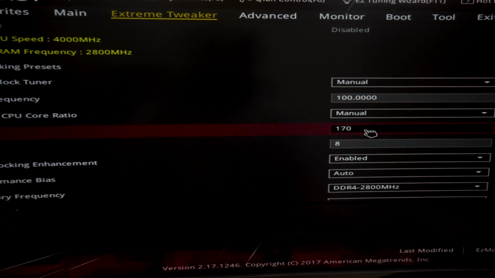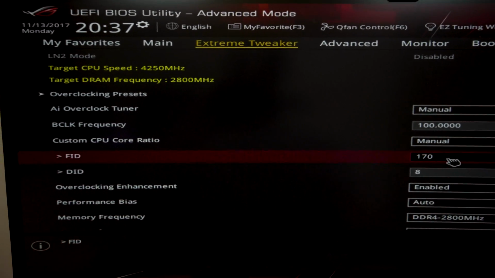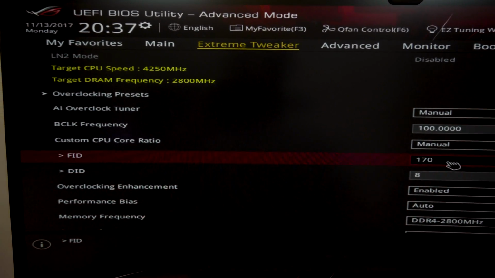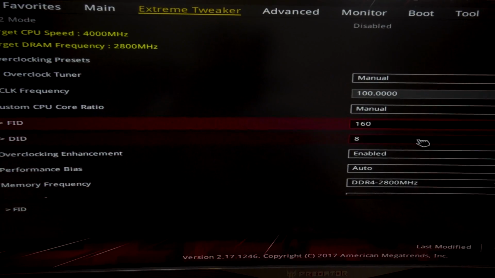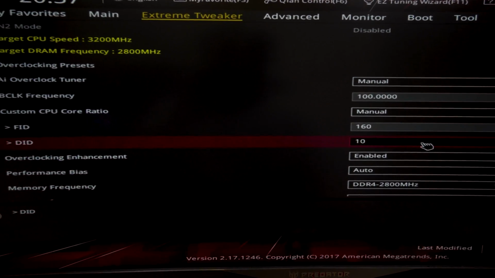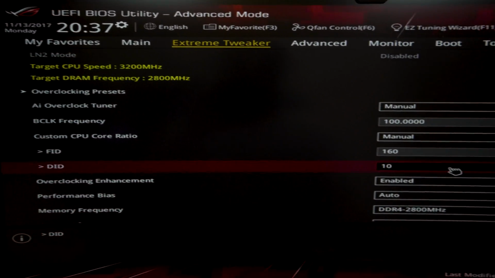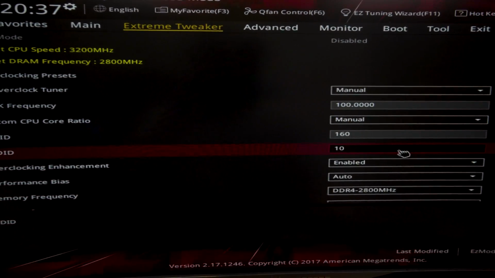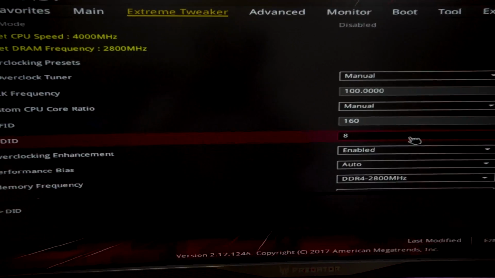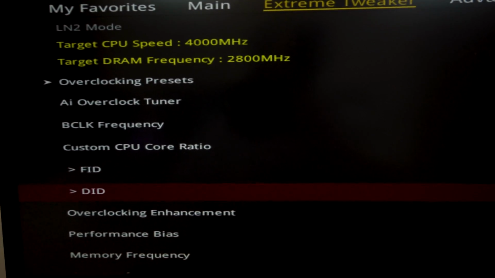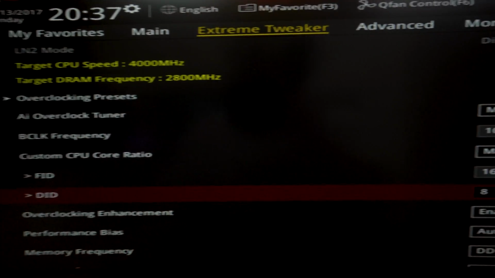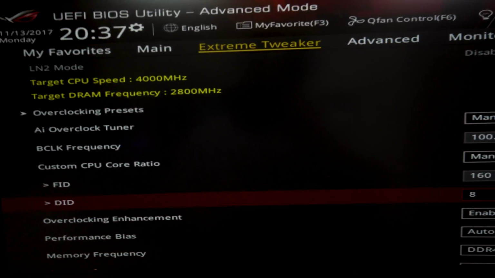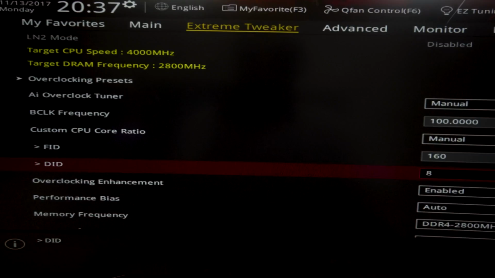If I change that to 170, you can see that the CPU speed has gone up to 4,250 megahertz. I know that won't be stable, so we'll dial that back down to 160/8. And again, if we increase that, you can see, because it's being divided by that number, that that drops down again as well. So I've elected for 160/8, which gives me 4 gigahertz, and you should realistically be expecting to hit at least 4 gigahertz on the Threadripper. Both the 1920X and the 1950X, there's absolutely no reason to think that you won't.